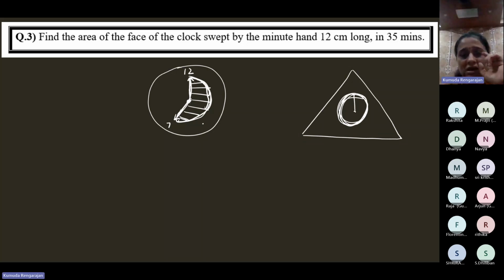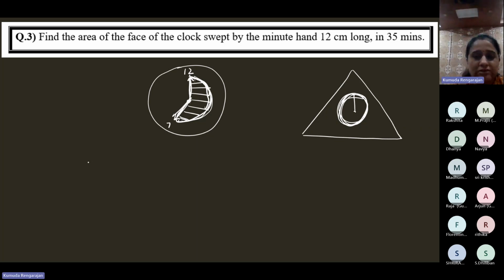The length of the minute hand is the radius, 12 centimeters. And this is how the sector looks. See, it's bounded by 2 radii and an arc. You need to find the area of the sector. And we know to find the area of the sector, we need the sector angle. You can do it even without finding the sector angle, but we'll learn how to do it with the sector angle. For that, I normally use a proportion.